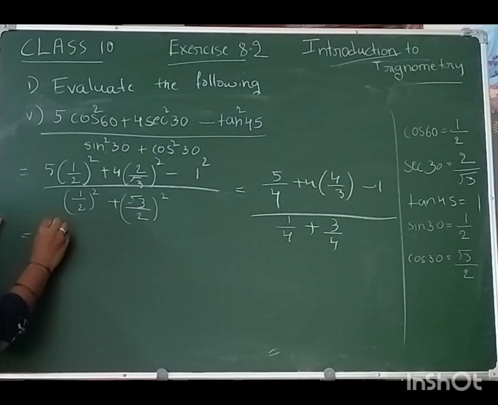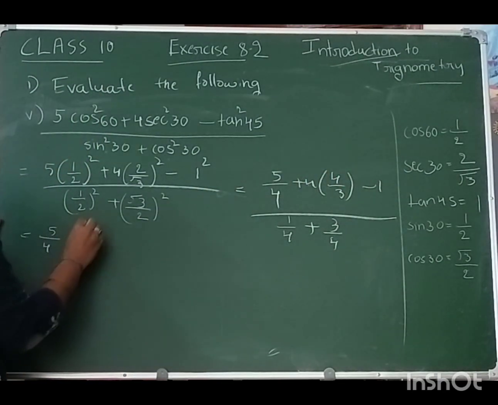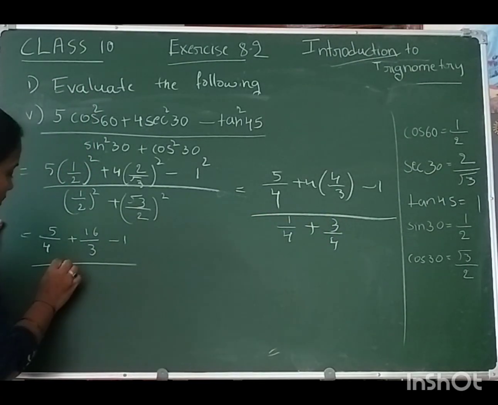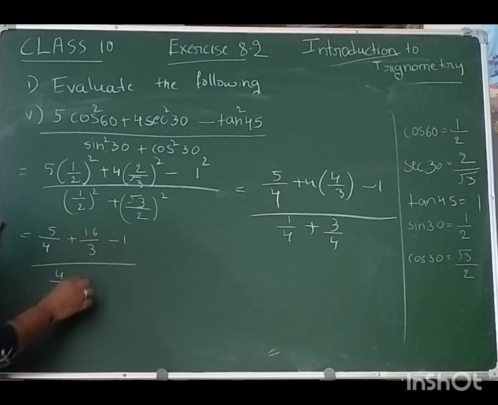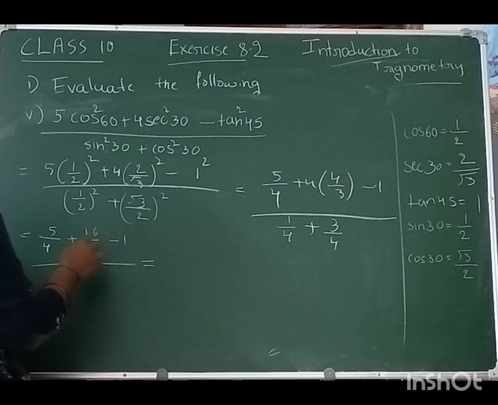So we'll write 5 by 4 plus 4 into 4 is 16. So 16 by 3 minus 1. So denominator 1 by 4 plus 3 by 4 will become 4 by 4. So 4 will get cancelled. So denominator will become 1. So numerator will take the LCM as 12.